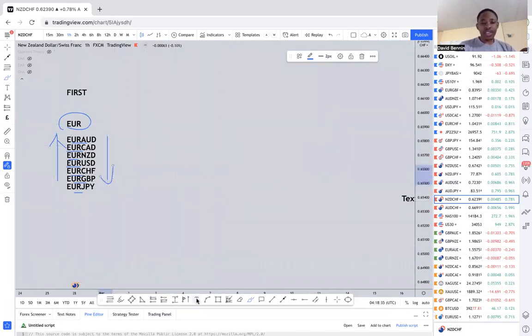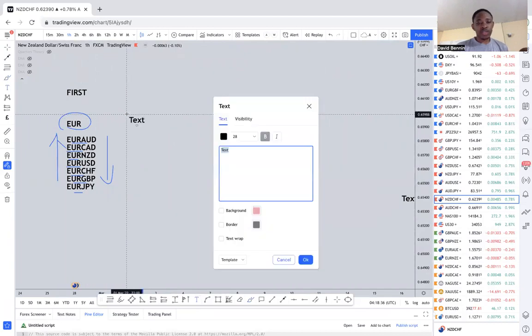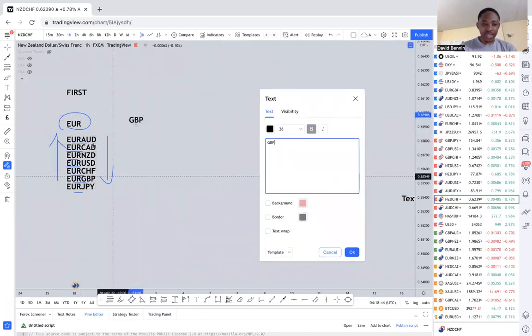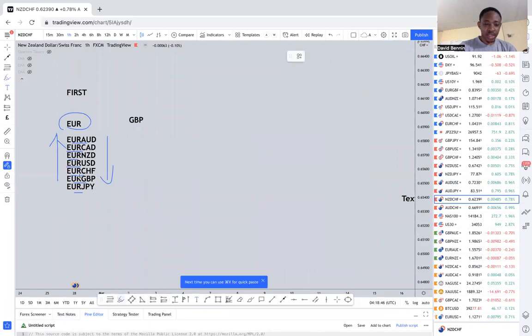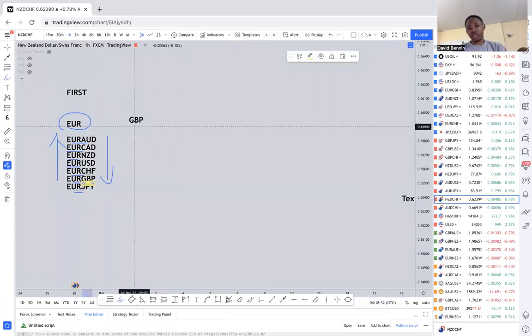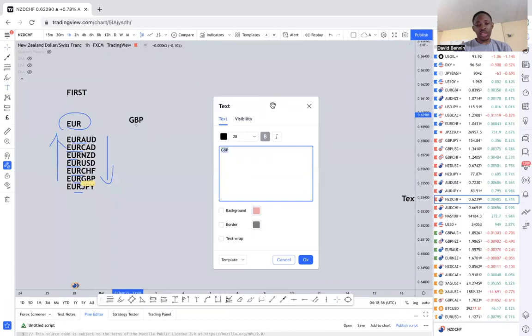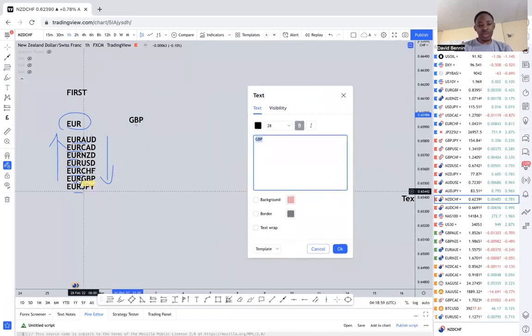We have another currency that also always takes the first position, and that is the Great British Pound. The first thing you would ask is, why is the pound the second currency here? When we paired it with the euro, the pound was the second currency. This is the only exception. The only time that the pound would be the second currency is when it's paired with the euro, because the euro always maintains its first position no matter what.